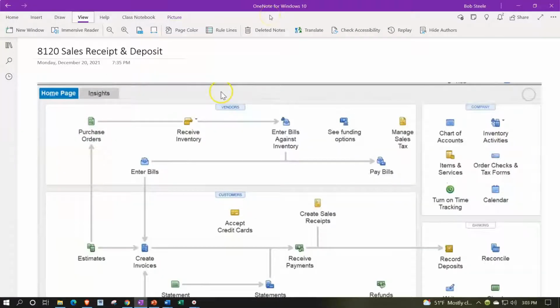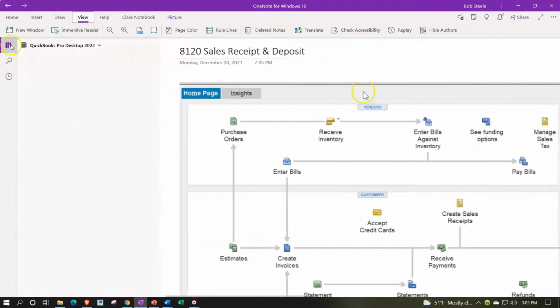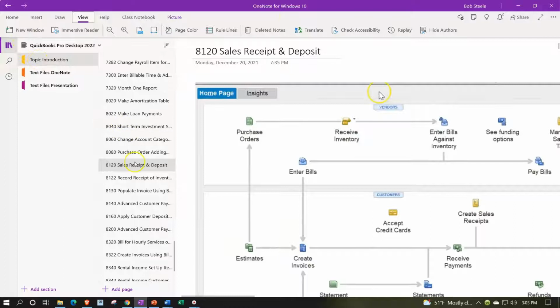If you have access to OneNote and would like to follow along, go to the icon on the left-hand side, topic introductions, 8120 sales receipt and deposit tab. Also take a look at the immersive reader tool, topic introductions in the text area too. Same name, same number, but with transcripts. Transcripts can be translated into multiple languages, either listened to or read in them. Same name and number as presentations as well.